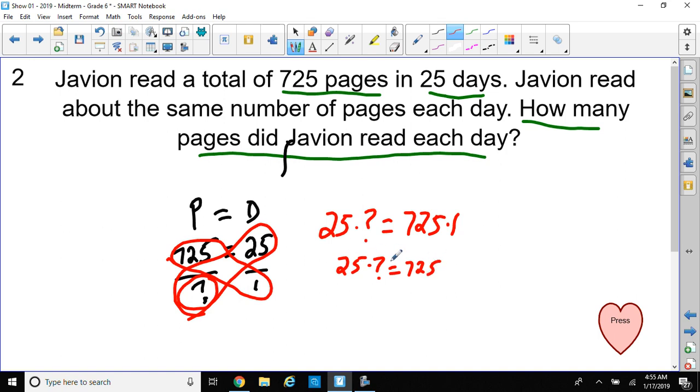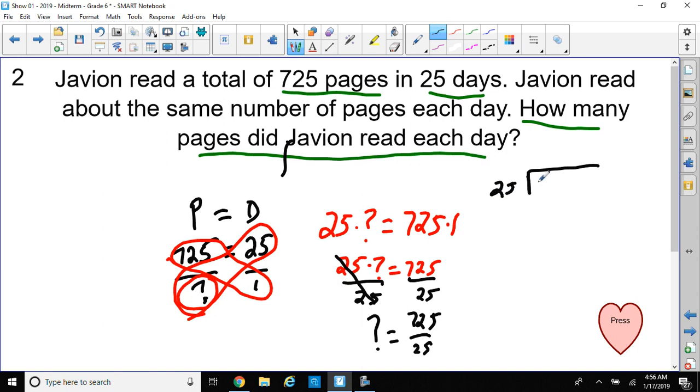Now, in order to figure out what number times 25 is 725, all I have to do is just divide by 25. That way, I won't have to guess what I'm trying to multiply by. The 25s will cancel out, leaving me with 725 divided by 25. This is where I wish I had a calculator, but since I don't, I'll have to do some scratch work. 25 goes into 725. So let's go. 25 goes into 7, 0 times. 25 goes into 72, almost 3 times, not quite, so it's 2 times.